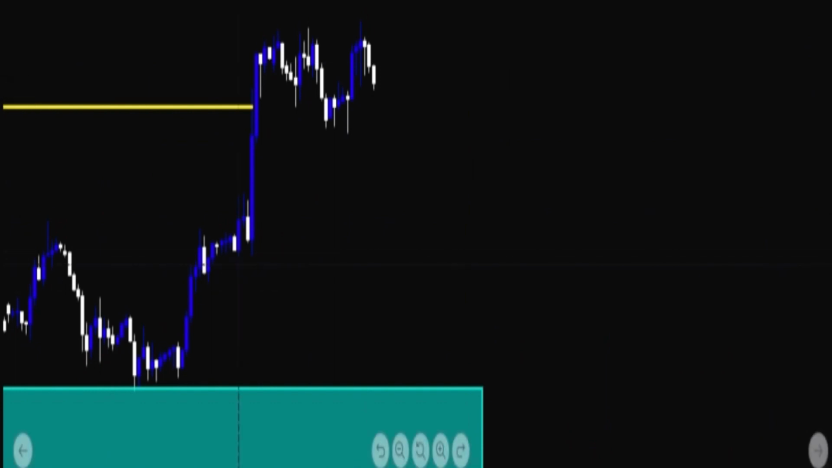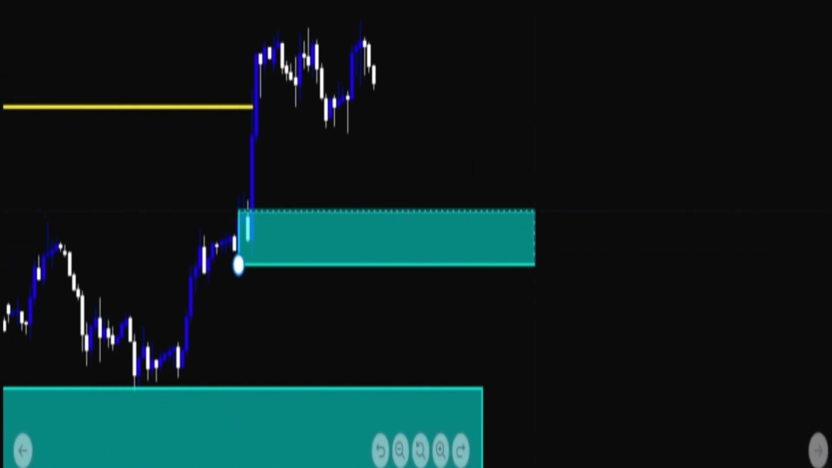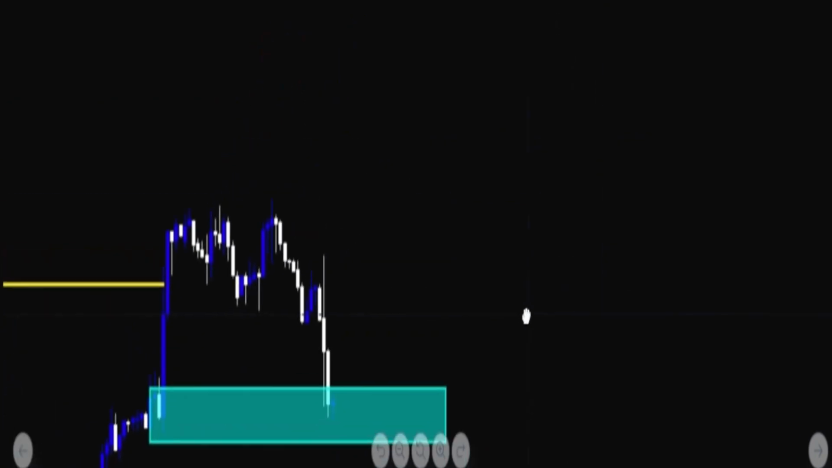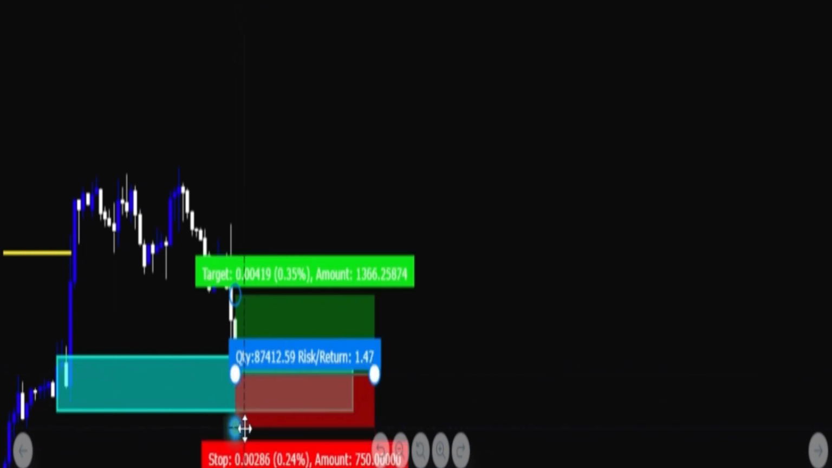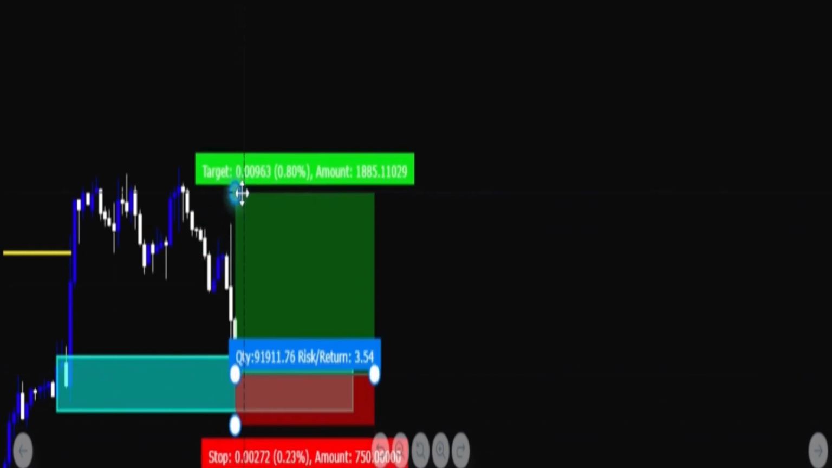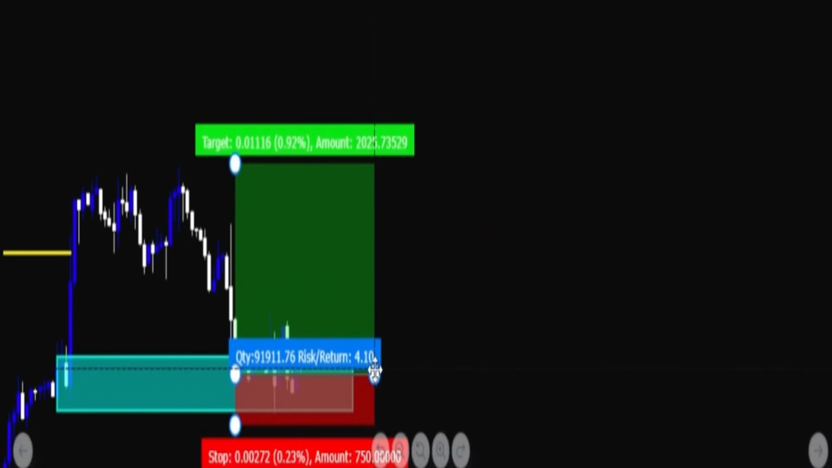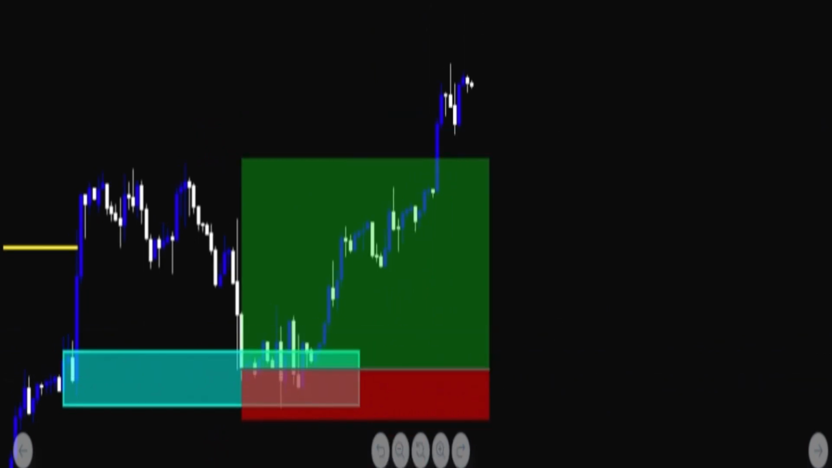Now we would plot the demand zone from the base and then wait for the market to reach at the demand zone in order to initiate our buy trade into the market. We can see market reaching to the demand zone, and thus, we would initiate our buy trade into the market from this point. We would keep our stop loss below this demand zone and place our targets at 3:1 risk to reward ratio. And as you can see that we made a nice profits through this strategy.